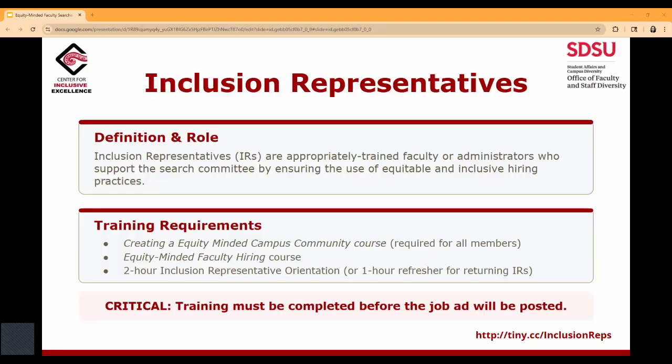IRs will receive additional training and will be able to help the search committee adopt equity-minded and inclusive hiring practices. As mentioned earlier, all committee members must complete all the training before the job ad will be posted, and that includes the inclusion representatives training. The inclusion representative orientation or update sessions are synchronous and scheduled regularly between May and October. So if you are or plan to be an inclusion representative, please complete that training as soon as possible.